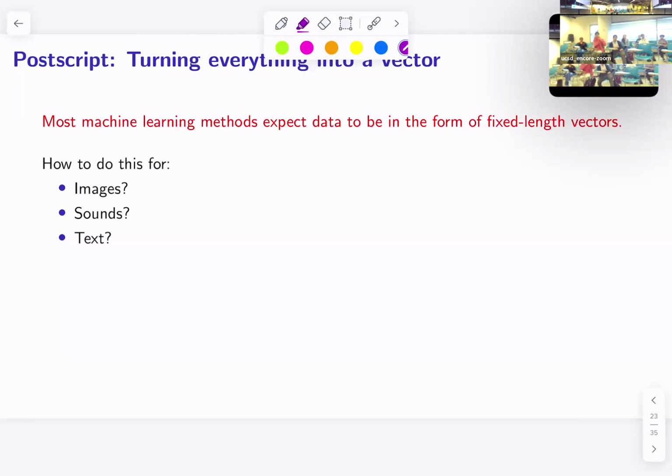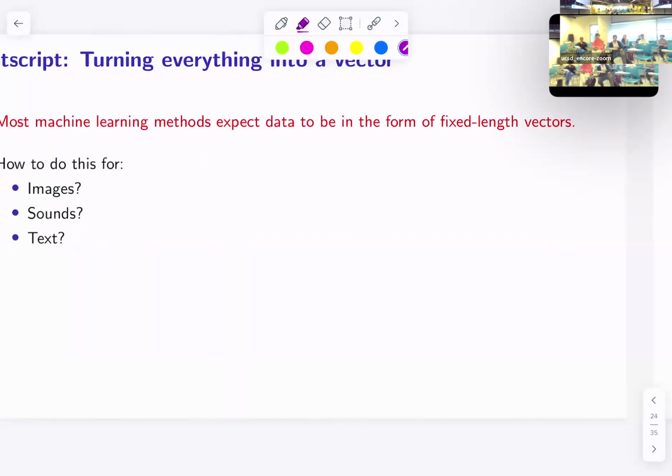Because we spend so much time processing these kinds of data, people have come up with really good ways to convert them into vectors. So I just wanted to give you a couple of examples of this.